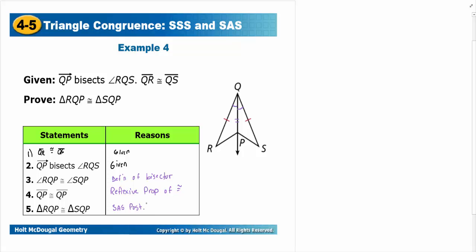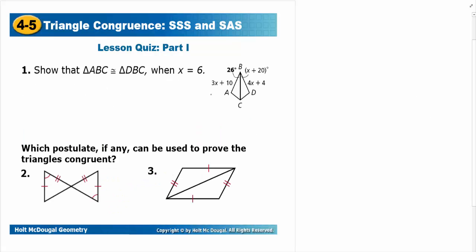So again, hopefully you're writing down these reasons, keeping track of them as we go through this chapter. Reflexive properties are getting used. We've used definition of bisector already, and we're still using it. So hopefully you're getting the hang of those. These proofs won't be so bad because they're really going to start adding up in these next few lessons. All right, so with that we got our lesson quiz.